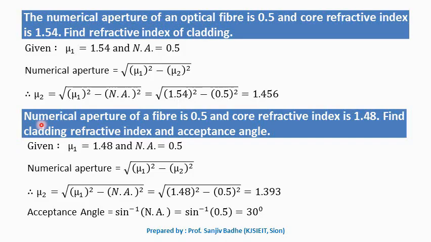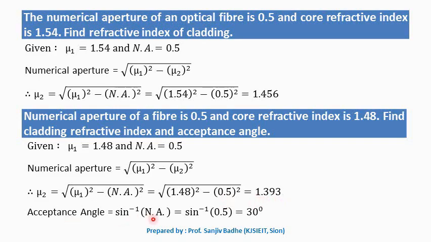Next one, numerical aperture of a fiber is 0.5, core refractive index is 1.48, find cladding refractive index and acceptance angle. So in the same way as we have done in the earlier problem, we can calculate the cladding refractive index mu2 to be equal to square root of mu1 square minus numerical aperture square. In this case mu1 is 1.48 and numerical aperture is 0.5. So refractive index of cladding is obtained as 1.393.